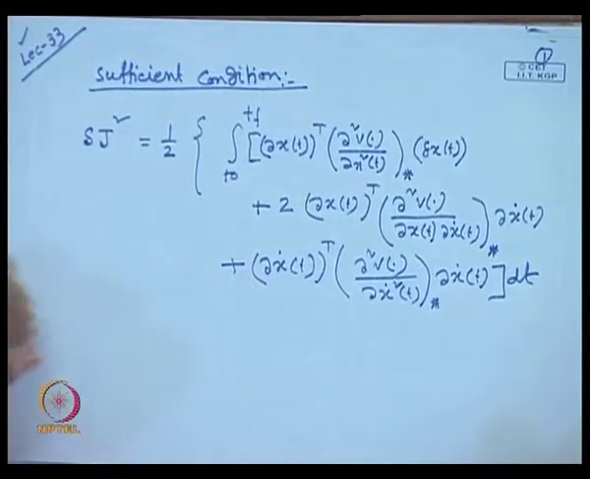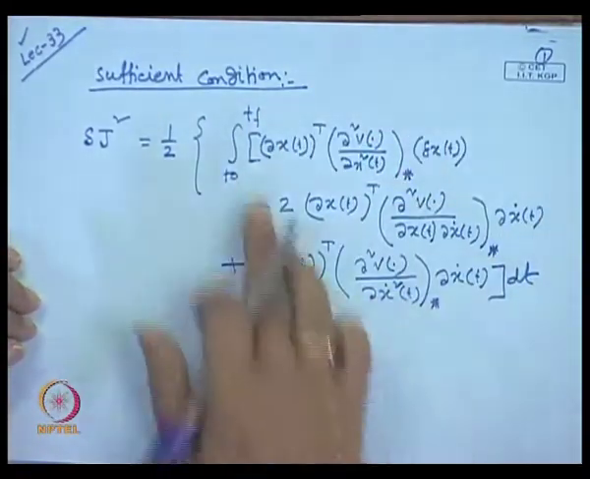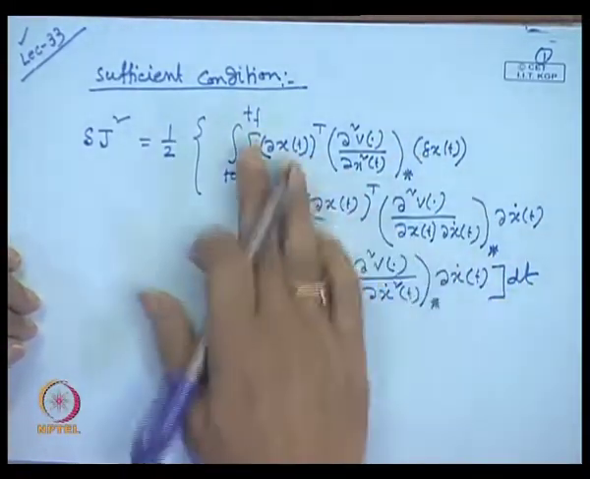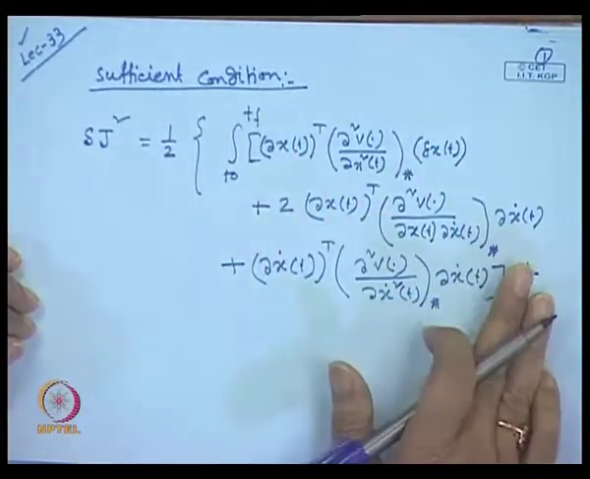The quantity inside the bracket of this one is a scalar quantity. So we can write it in terms of a quadratic form. You know a quadratic form is nothing but x transpose P x, and we can write it in that form.